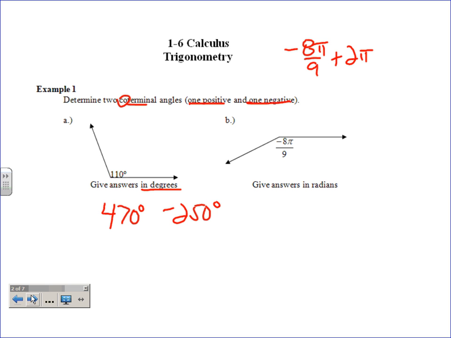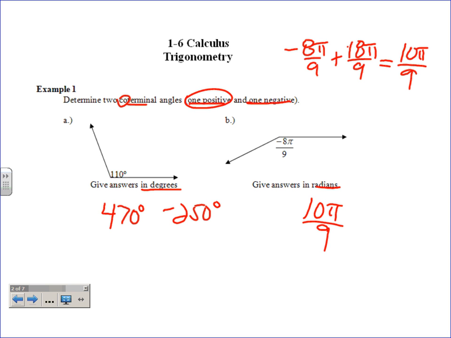But we're going to make that a very special form of it so we can actually add. So we're going to make it 18 pi over 9, because that is basically 2 pi in disguise, so that we can work with it. So now it is negative 8 pi plus 18 pi is 10 pi, and then over 9. You don't mess with the denominator, remember. So 10 pi over 9. Well, that takes care of positive, and it is in radians, so we're good.